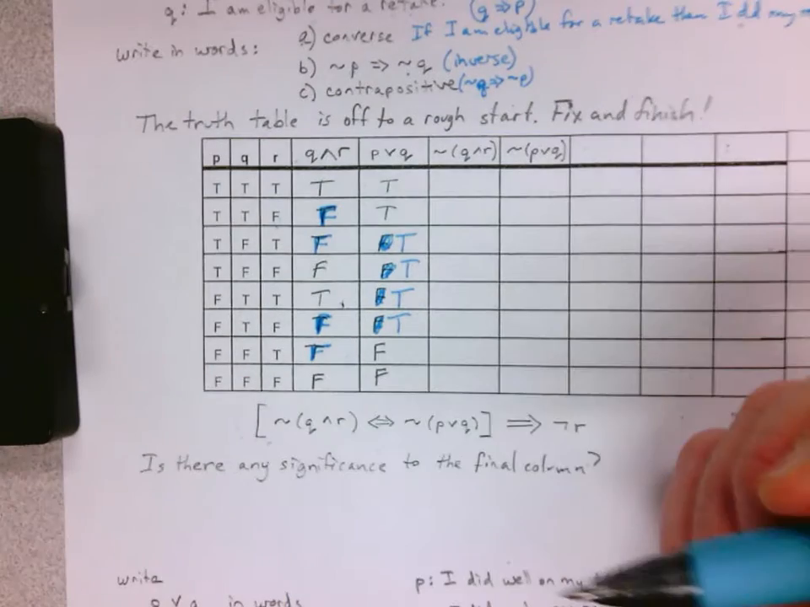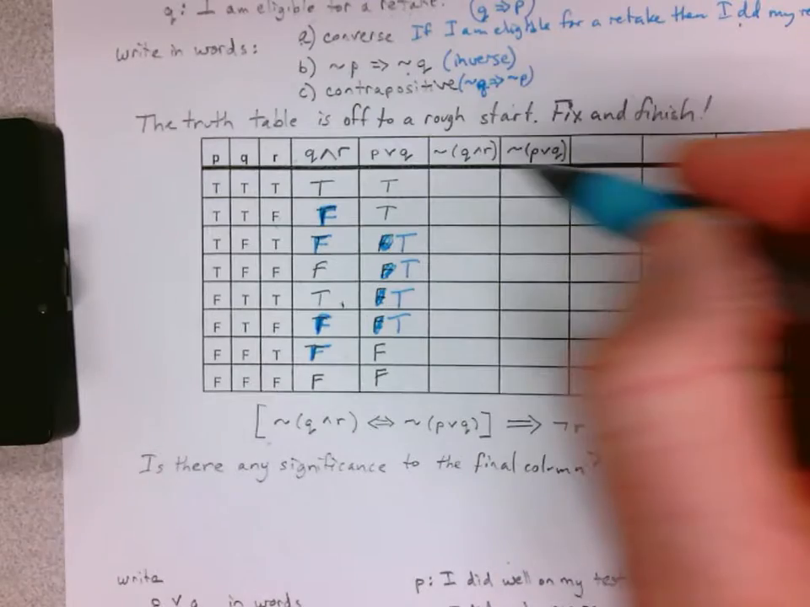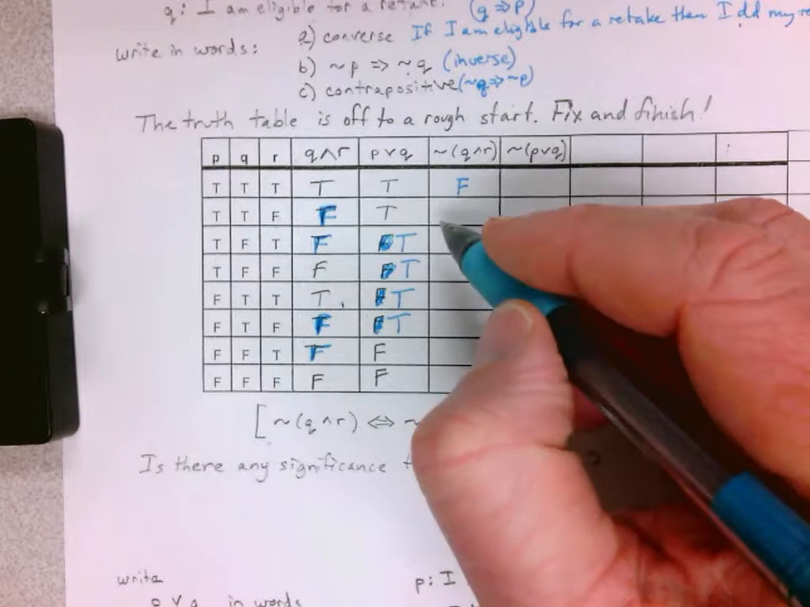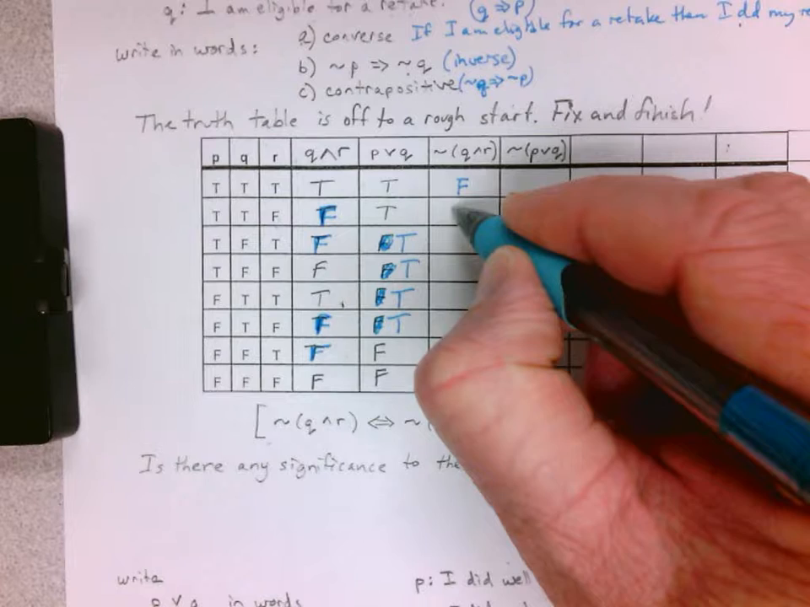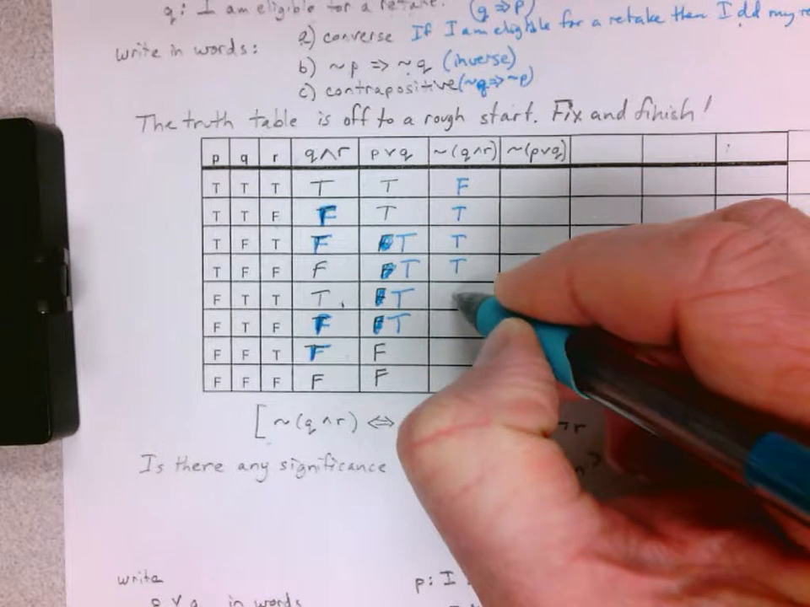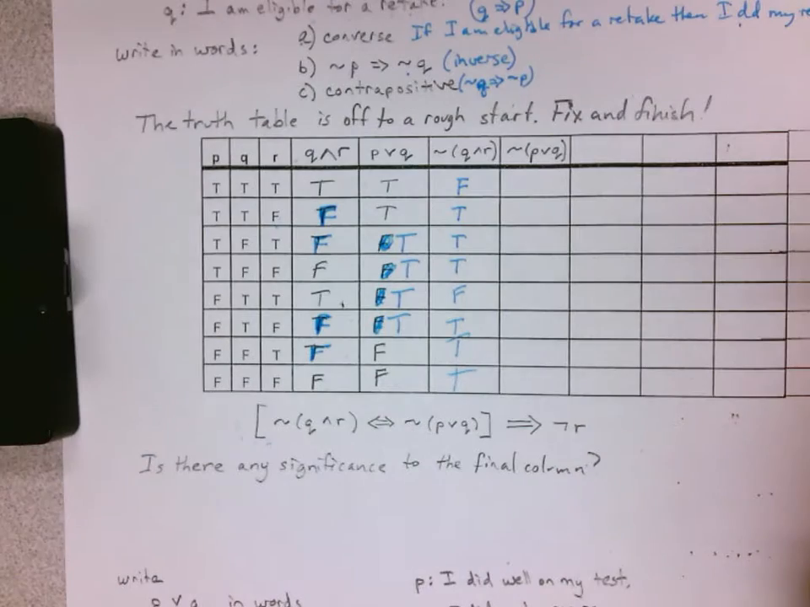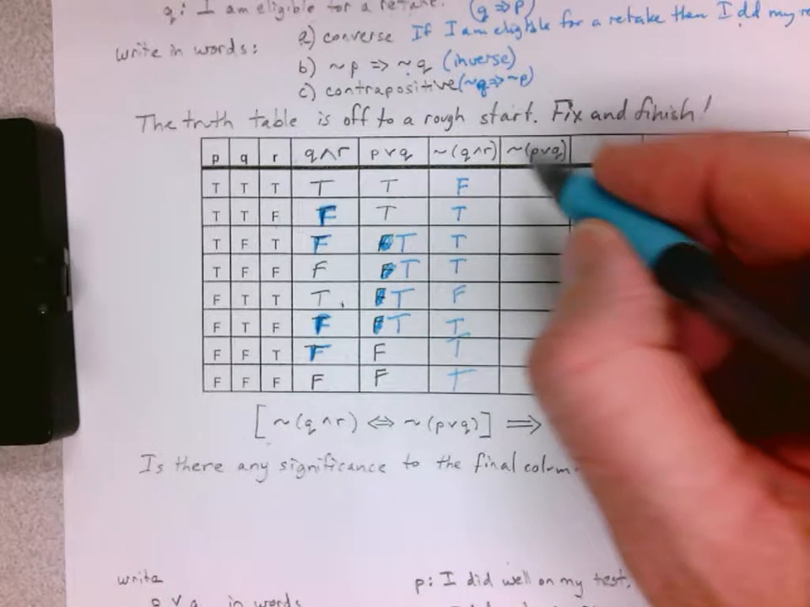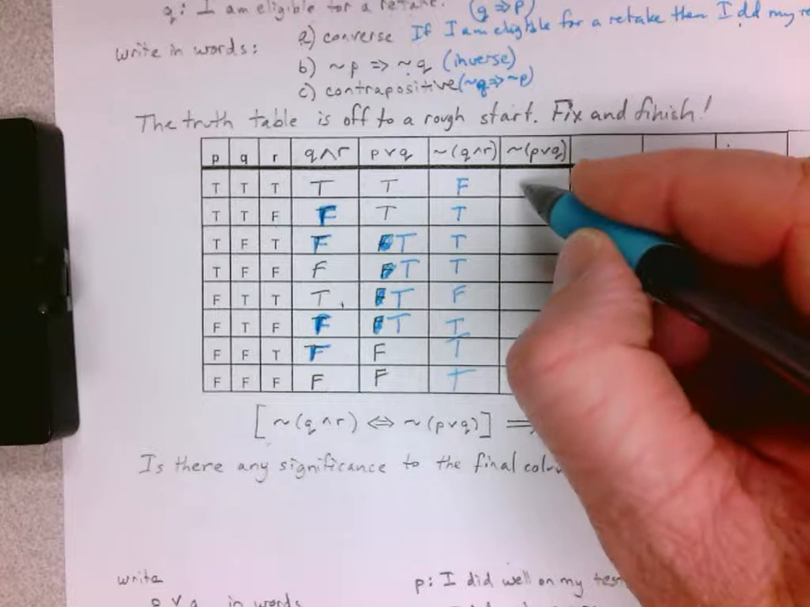Now I can negate my steps here. So I have the negation of my first column. So I have false, true, true, true, false, true, true, true. And then I can negate the second column. Don't do the distributive property. It works sometimes, sometimes it doesn't. We're not studying those. False, false, false.